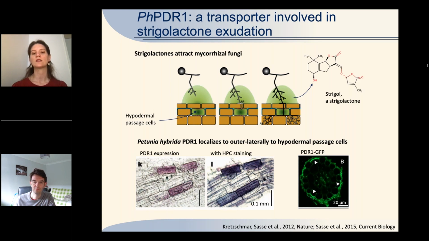At that time, they looked at phosphate starvation because those are the conditions when mycorrhization is initiated. And they looked at ABC transporters expressed in roots. And the PD-L1 was one of the candidates that came up.